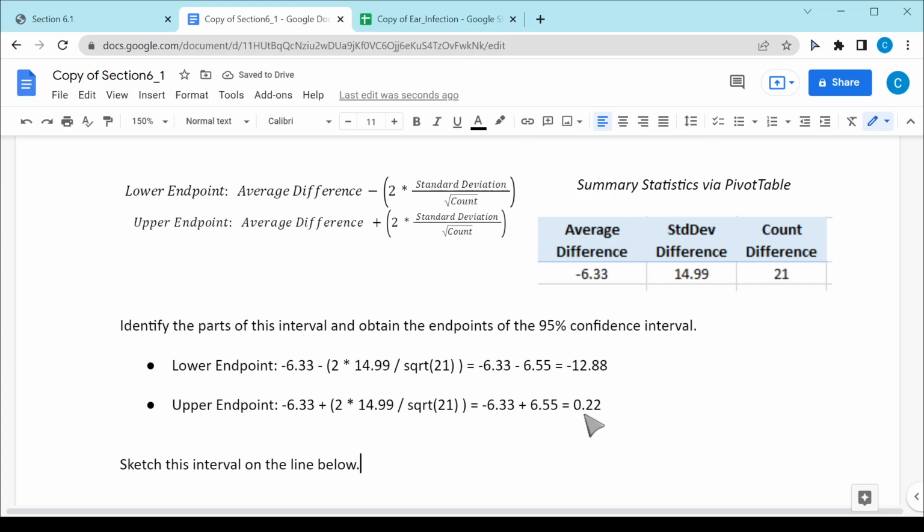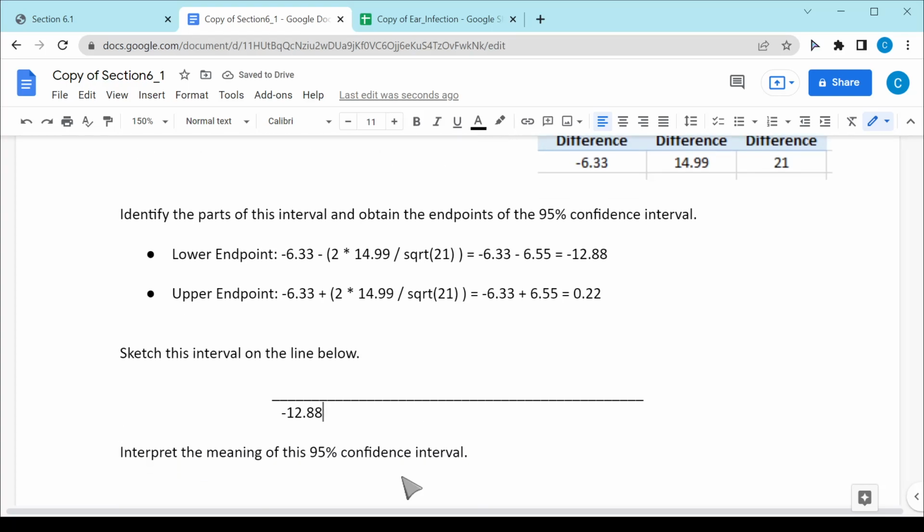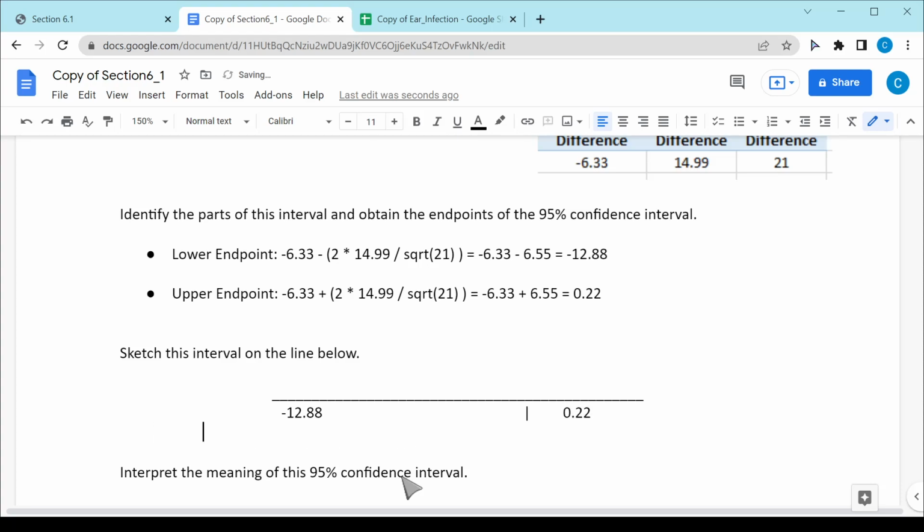Okay, now this interval is going to actually straddle 0 here. So what I mean by that, let's go ahead and just put in some numbers here. The lower end point is negative 12.88. I'm going to have 0 maybe about in here, and then the upper end point is up here at 0.22. Sorry about this, I should have had a little bit better number line, but this is 0 here.